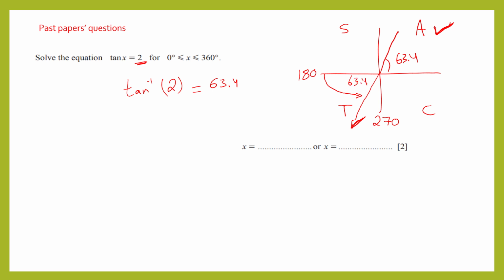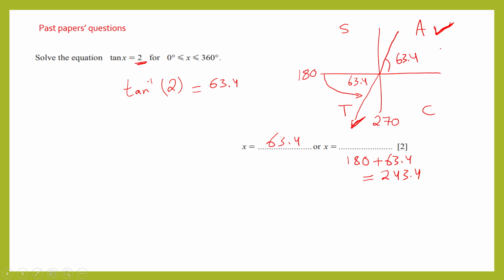So what's the new angle in the third quadrant? The first is 63.4, and the other one will be 180, then we add the 63.4. Let's calculate this one. It will be 243.4. So for the first quadrant, we just did tan inverse of 2 equals 63.4. In the third quadrant, we added 63.4 to the 180 to reach the other angle.